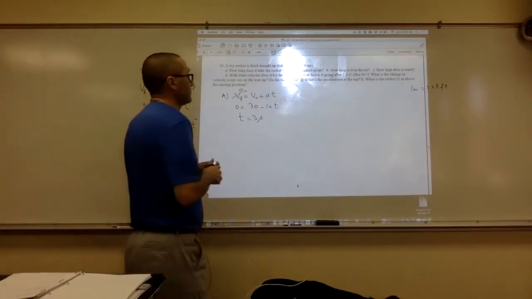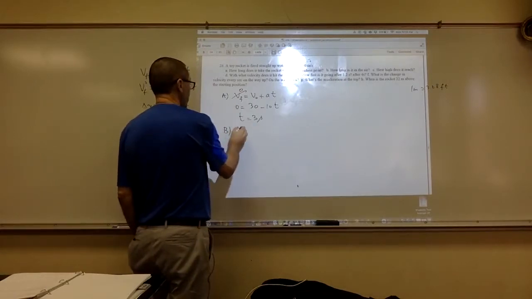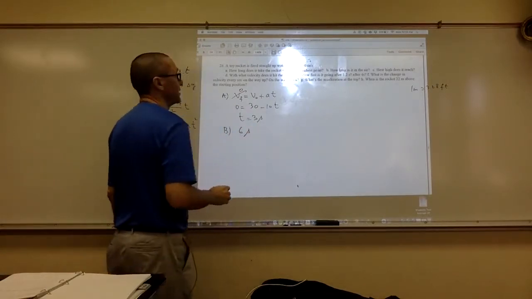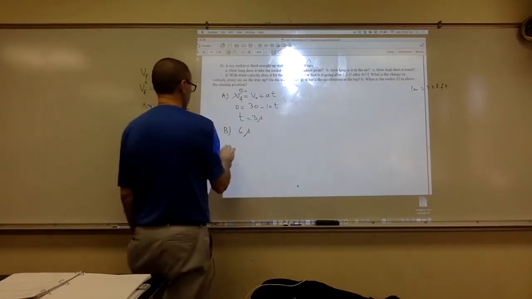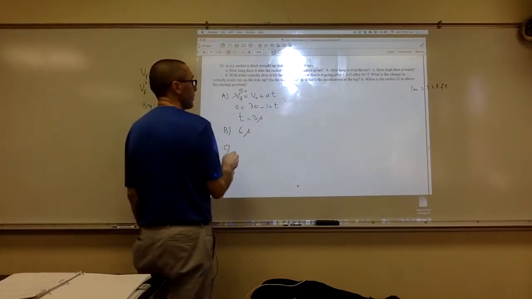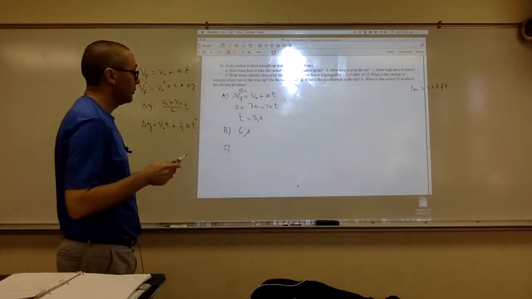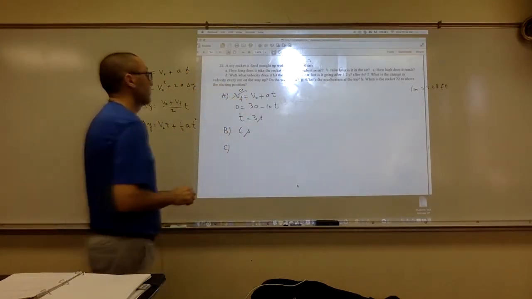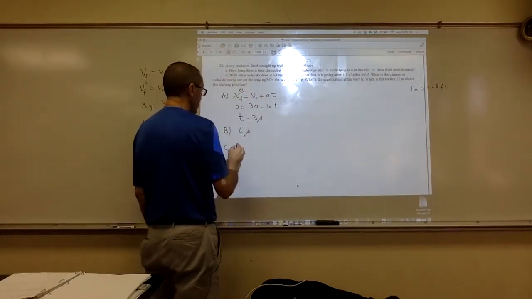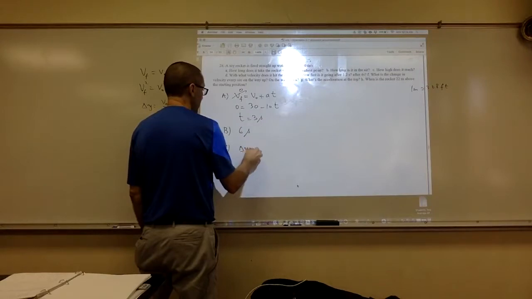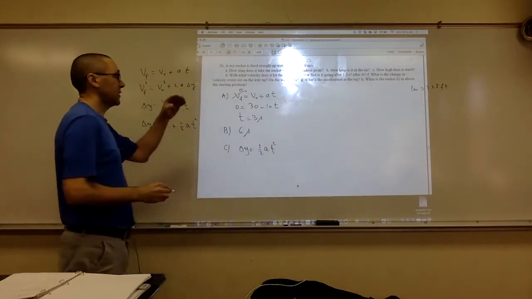How long is it in the air? Time up equals time down. So for B, it's going to be 6 seconds. How high does it reach? We can look at it as how high does it reach or how low does it fall, either way. It's like dropping it from the top. So I'm going to do it from the top down. I think it's easier. Delta y equals 1/2 a t squared, because the initial velocity at the top is 0.